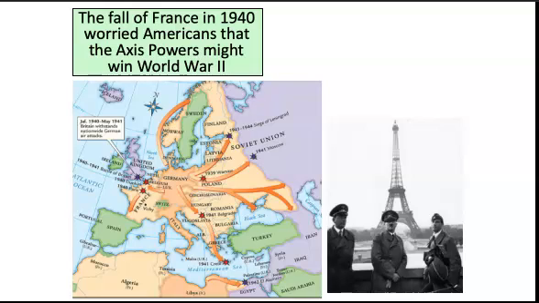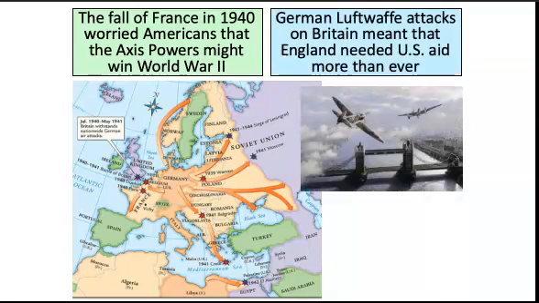Now, the fall of France in 1940 worried Americans that the Axis powers might win World War II. We can see the picture of Hitler right in front of the Eiffel Tower in Paris on the bottom right-hand side. And German Luftwaffe attacks on Britain meant that England needed U.S. aid more than ever.